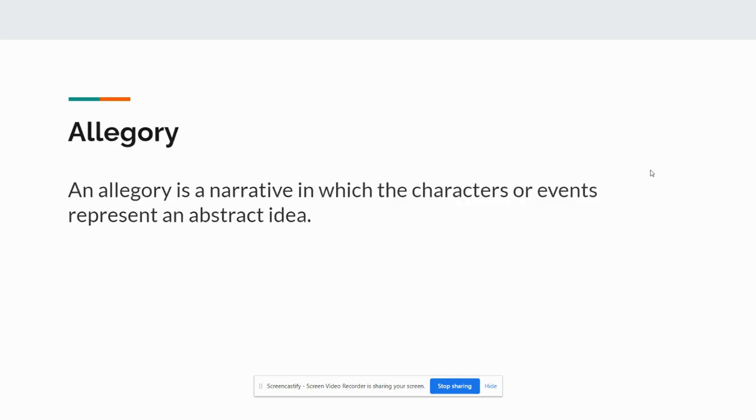Allegory. An allegory is a narrative in which the characters or events represent an abstract idea. We're not really going to read an allegory, but allegories usually follow a quest. Allegories usually follow some sort of pattern. And because we're going to talk about the quest and we're going to talk about the pattern, we're going to talk about the idea that this allegory exists. Okay? And we'll talk about things being allegorical as we go through it.